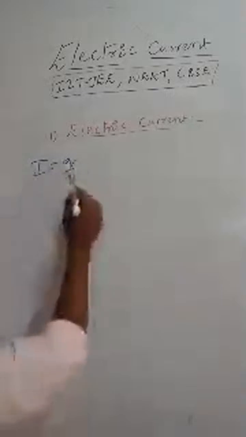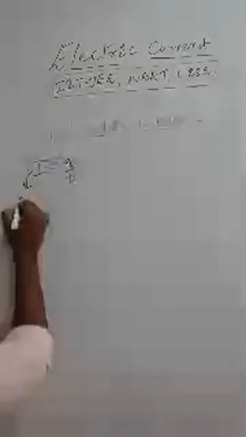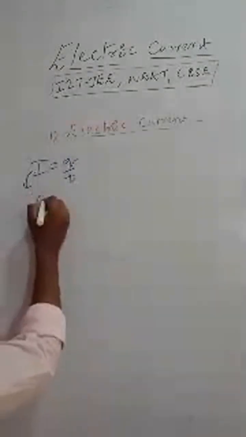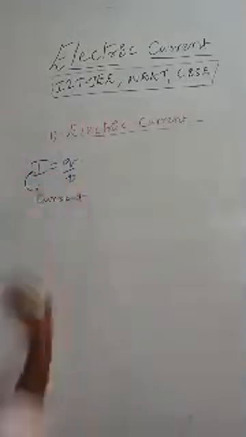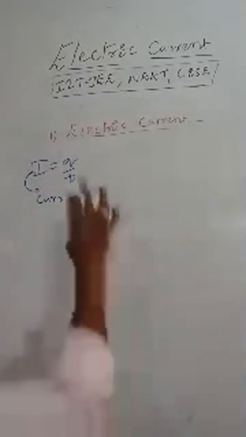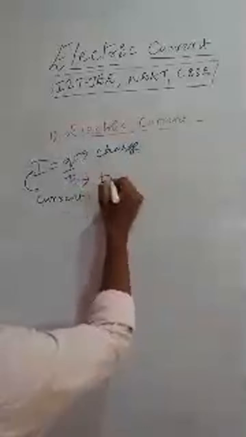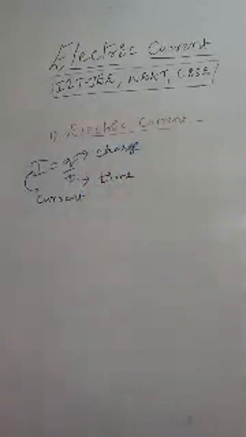What is I? I is current. It is very helpful for 10th standard students writing the board exam, so make sure that you note down all the points. What is Q? If you know, you can comment below. Q is the charge. And what is T? Time. So I is the electric current, Q is the charge, and T is the time.